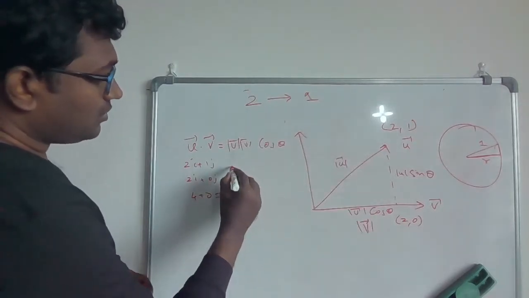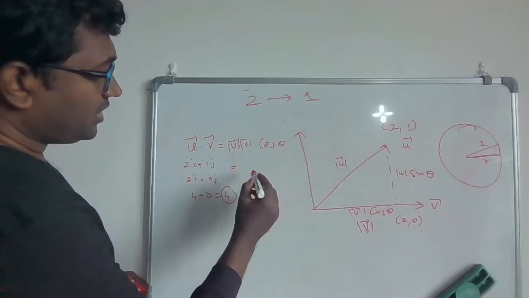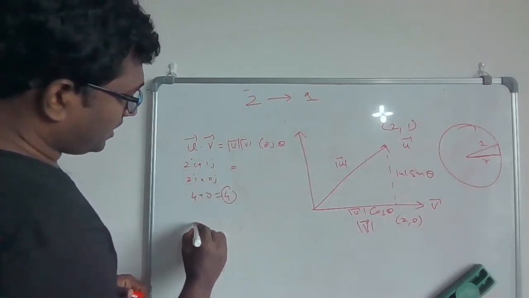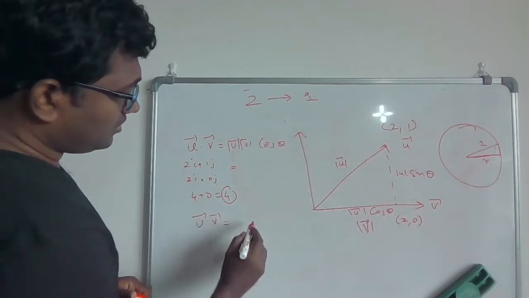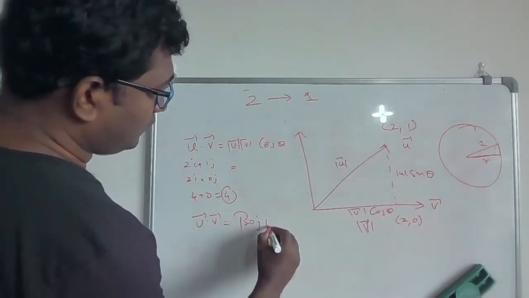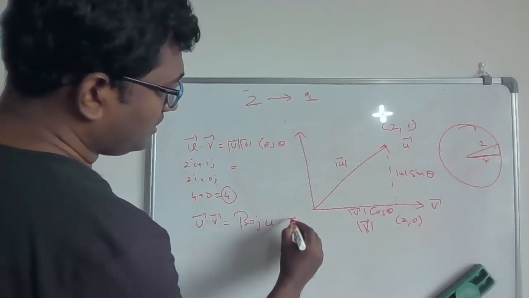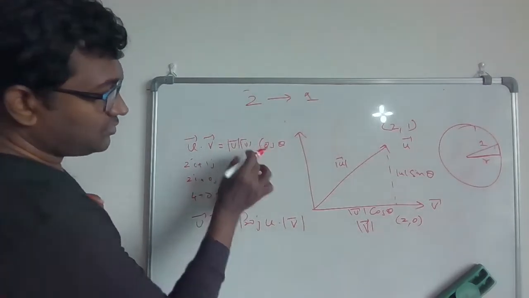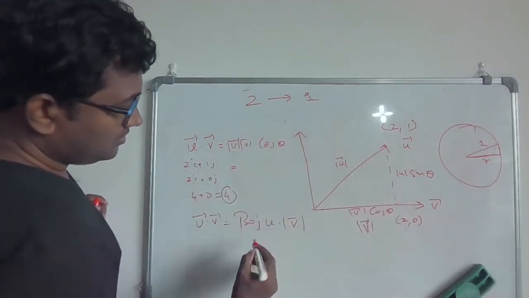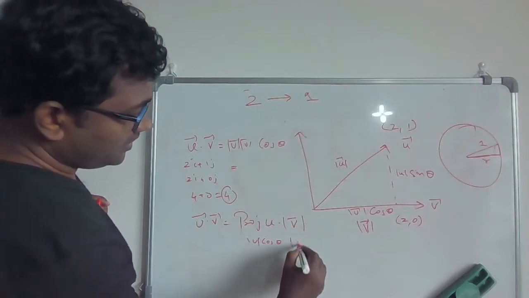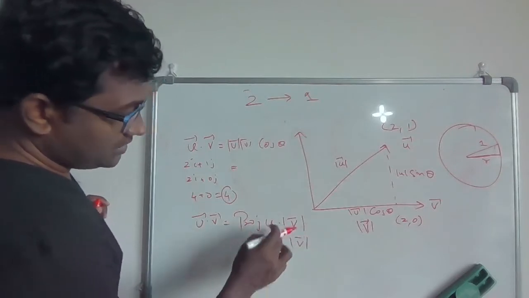Now, the dot product u dot v can be written as the projection of u on v times v. What is the projection of u? The projection of u is u cos theta. So it is u cos theta and v. This is what the projection is.